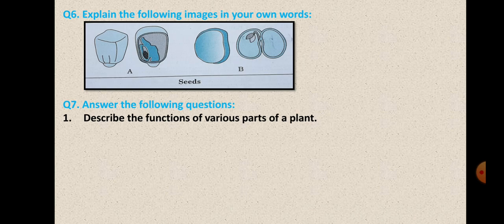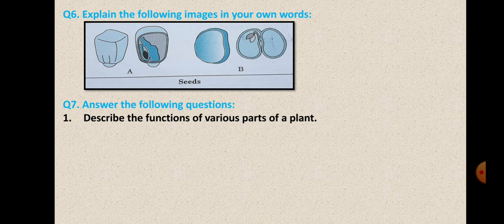First one, you will write A is a maize monocot seed, B is a dicot bean seed, right? Then you will write that in A, that is in maize, the radicle and plumule are inside the cotyledon, whereas in B, the radicle and plumule are on the upper side. Okay, and in maize you can see there is only one cotyledon. In bean you can see there are two cotyledons.